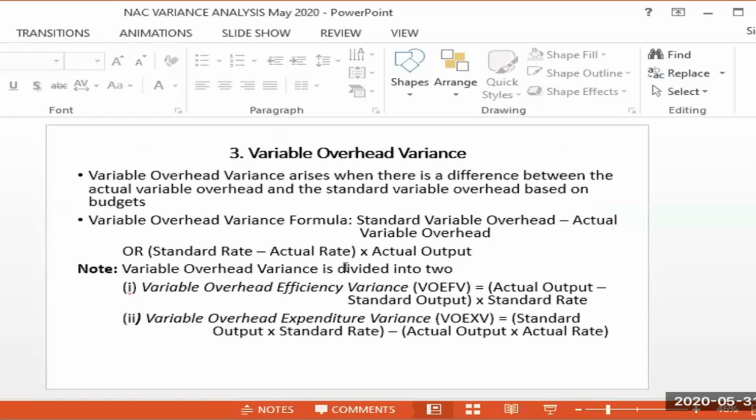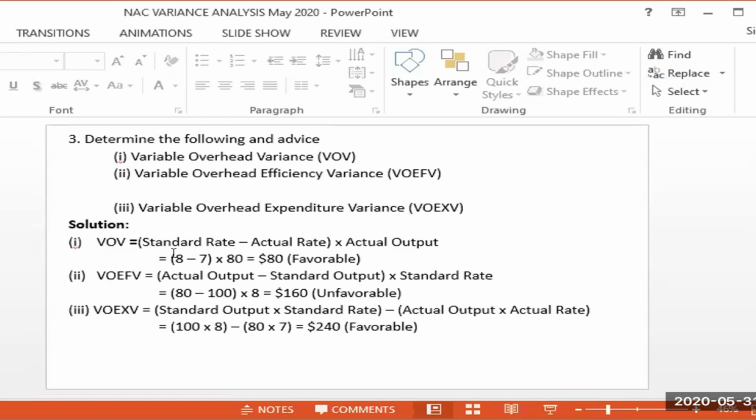So when you come here, you take 8, which is standard rate, minus actual rate, which is 7, and then times 80, the actual output. And then you get your total. This is 1 times 80, which gives you $80. So $80 is favorable because the 8 is the standard, and we actually spent 7. Therefore, we had a saving, and that is favorable for the organization. So this is favorable. That is the interpretation you can give. It's a favorable state.